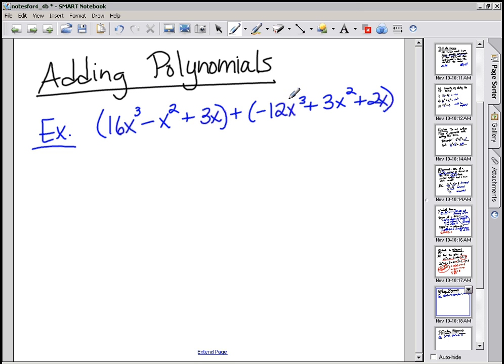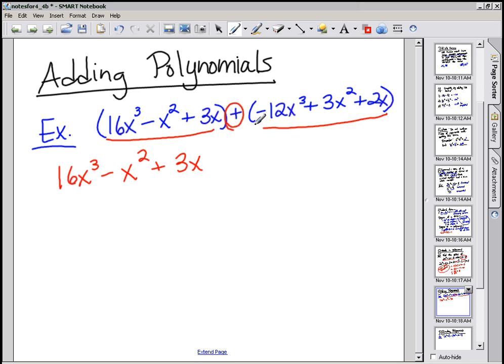Whenever I'm adding a polynomial, here's one polynomial plus a second polynomial. Whenever I add, I can use the commutative property and switch things around. So I really can think of this as 16x cubed minus x squared plus 3x. Adding doesn't change anything, so I'm going to just keep the second polynomial the same: minus 12x cubed plus x squared plus 2x. The parentheses are there just to group the two things that you're adding together, but you can add them without even using those parentheses.